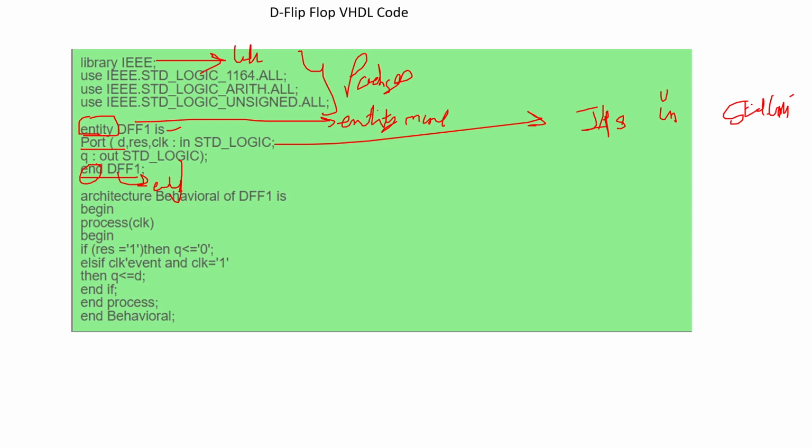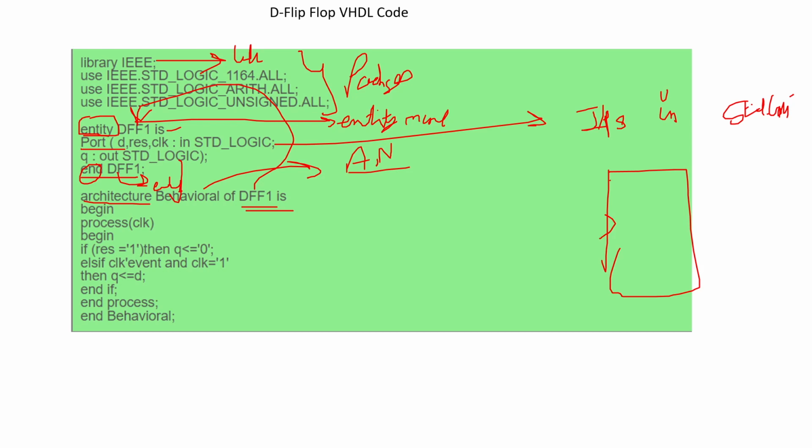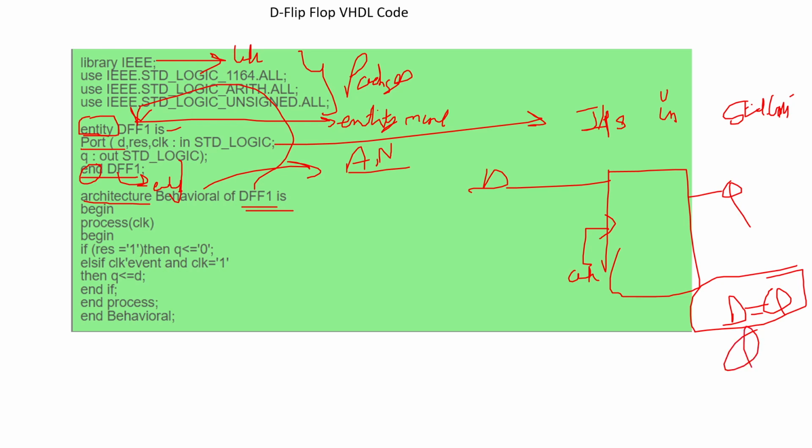Then I have architecture, which is the keyword. Then behavior is the architecture name. In short, I'll say beh. Of is another keyword. DFF1 is the entity name, and then is, so begin. So basically, our D flip flop is something like this. This is D, this is your clock, and this is Q. So Q is equal to D.